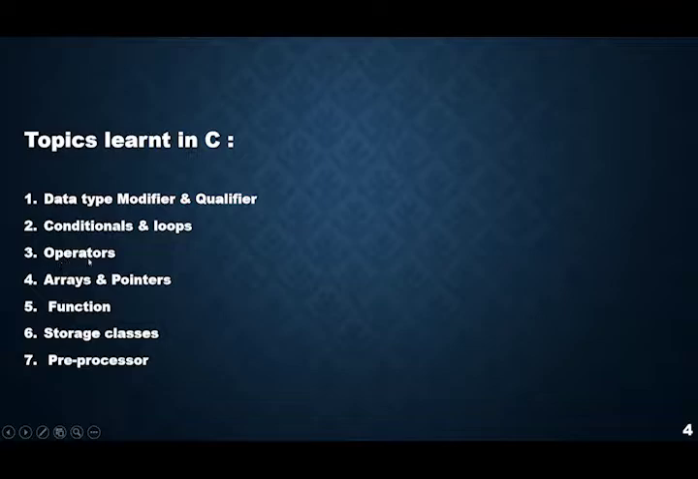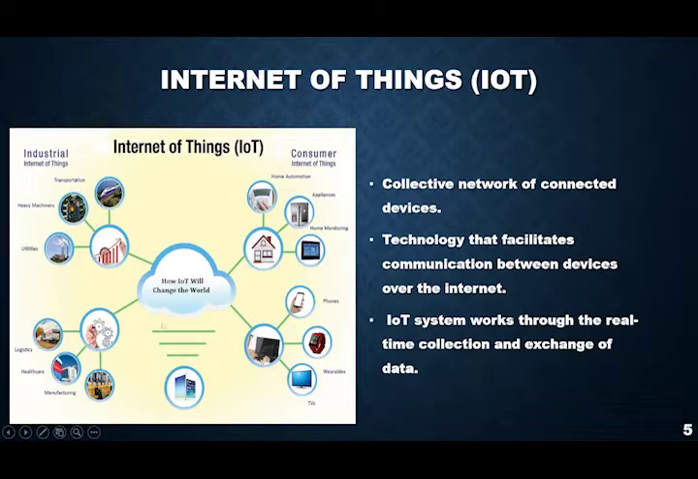Then we learned about operators, arrays and pointers. Arrays is a very important topic which deals with memories and basically if you want to pass an array, we can pass an array of matrix, we can pass an array of a long sentence, etc. We learned about functions, we learned about preprocessor directives, what are the different storage classes, etc. So these were the topics which we learned in C.